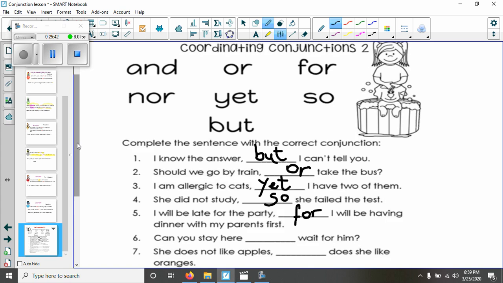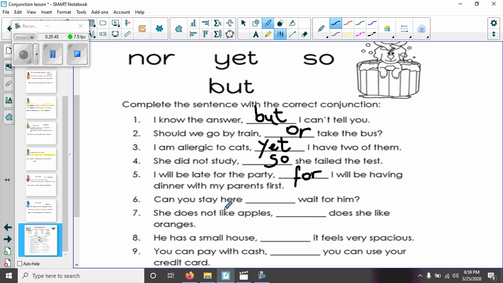Okay, let's go for number 6. Can you stay here? Yeah, that's so easy. And wait for me. Very good. She does not like apples. Let me highlight this part for you. She does not like apples. This is, of course, negative. So which one will I choose, nor or or? She does not like apples. Very good. Nor does she like oranges.